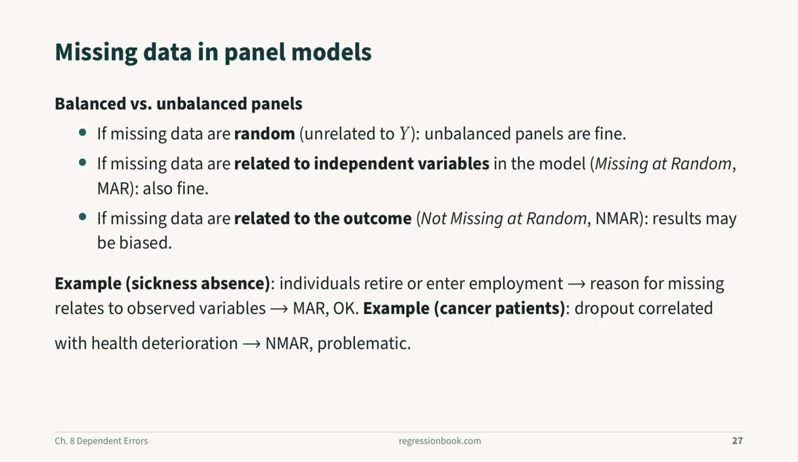Missing data deserves one page of care. If observations are missing at random, unrelated to the outcome, unbalanced panels are fine, and the same holds when missingness relates only to variables in the model. The danger is missingness related to the outcome itself. Patients dropping out as health deteriorates, then results may be biased and no clustering correction fixes it.